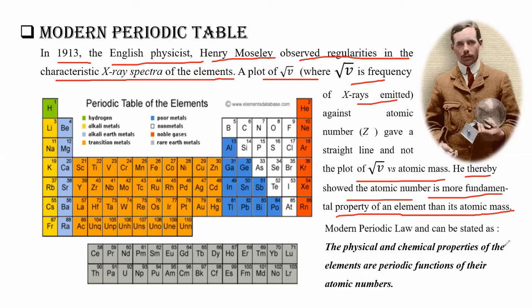So Henry Moseley is the father of the modern periodic table, and basically it is the technology that helped him, which was not available at the time of Döbereiner or Mendeleev, right? So their works were also of similar importance. Now Moseley formulated the modern periodic law, which states that the physical and chemical properties of the elements are periodic functions of their atomic numbers.